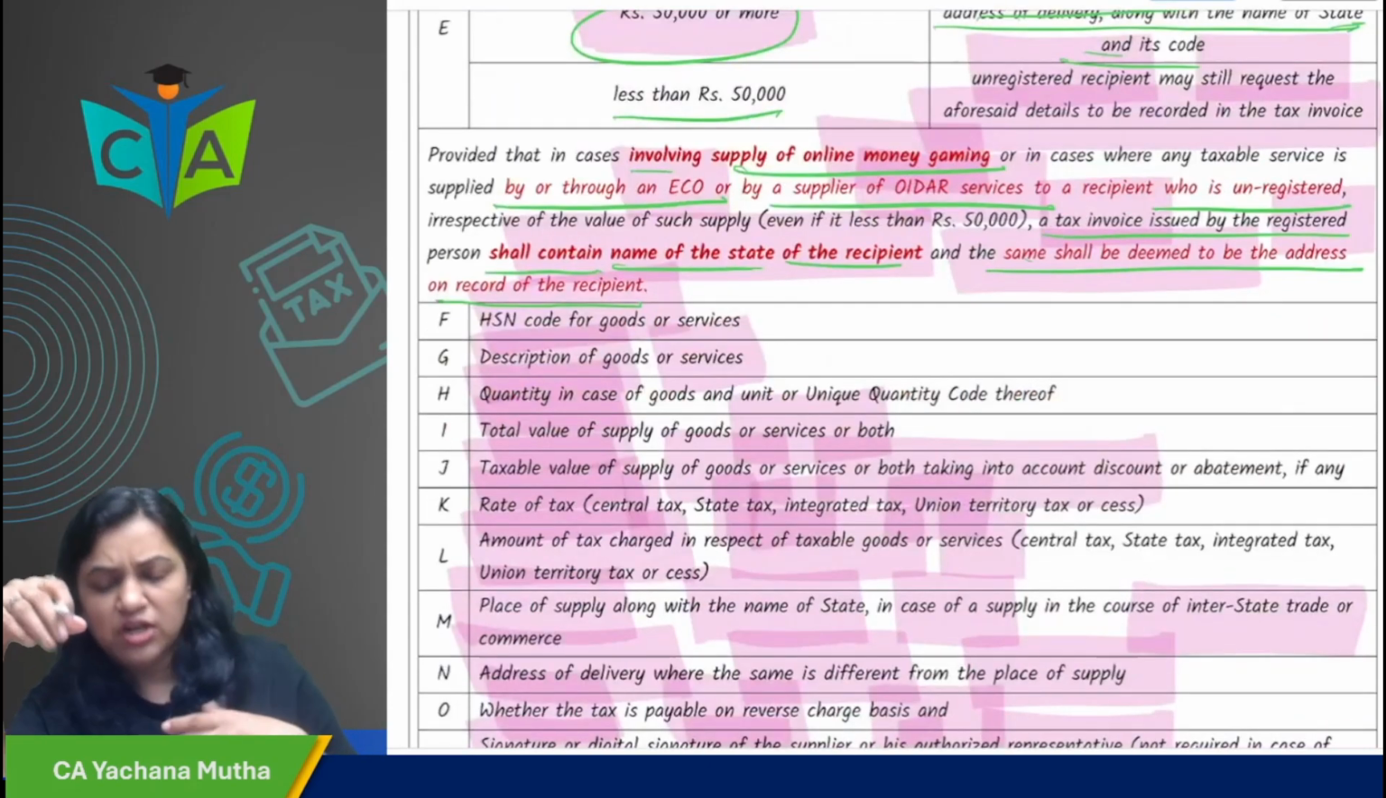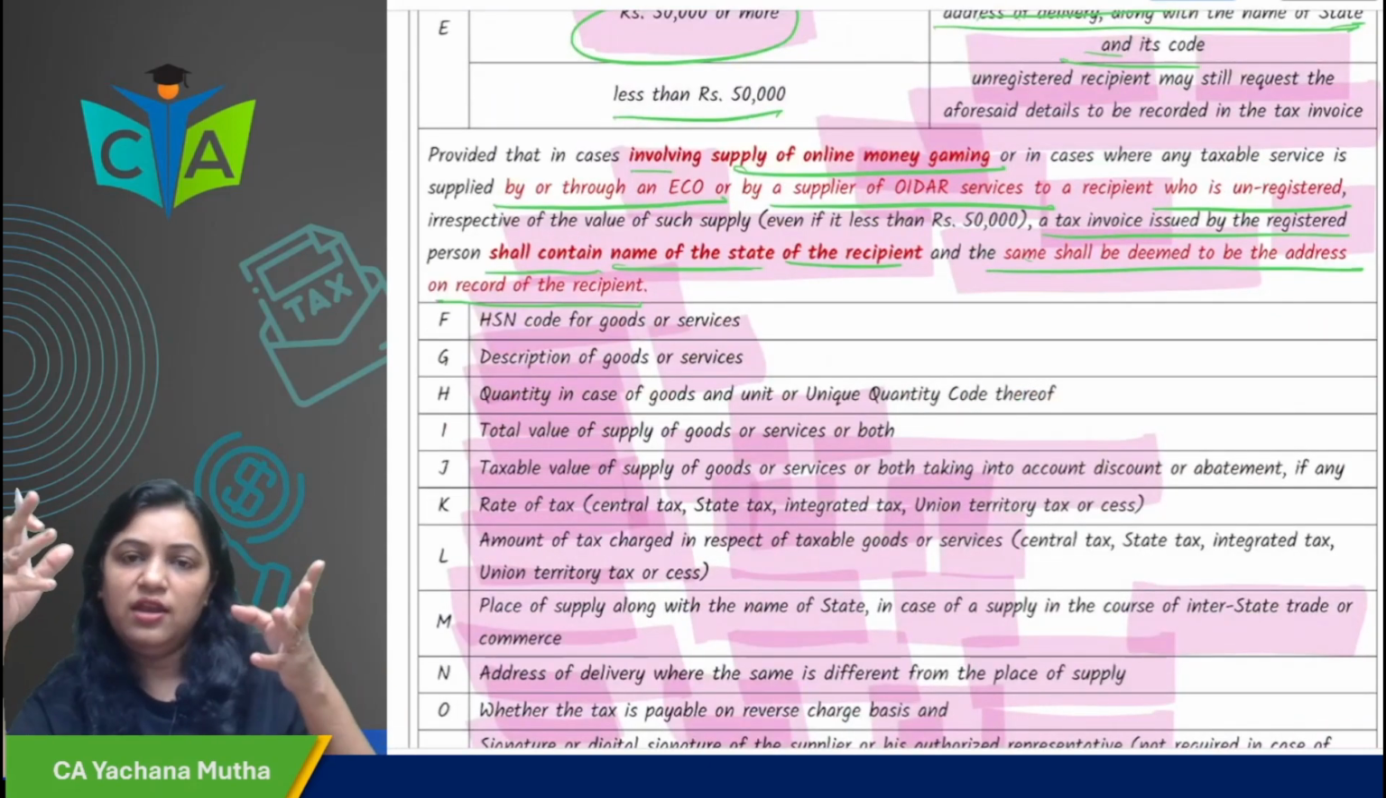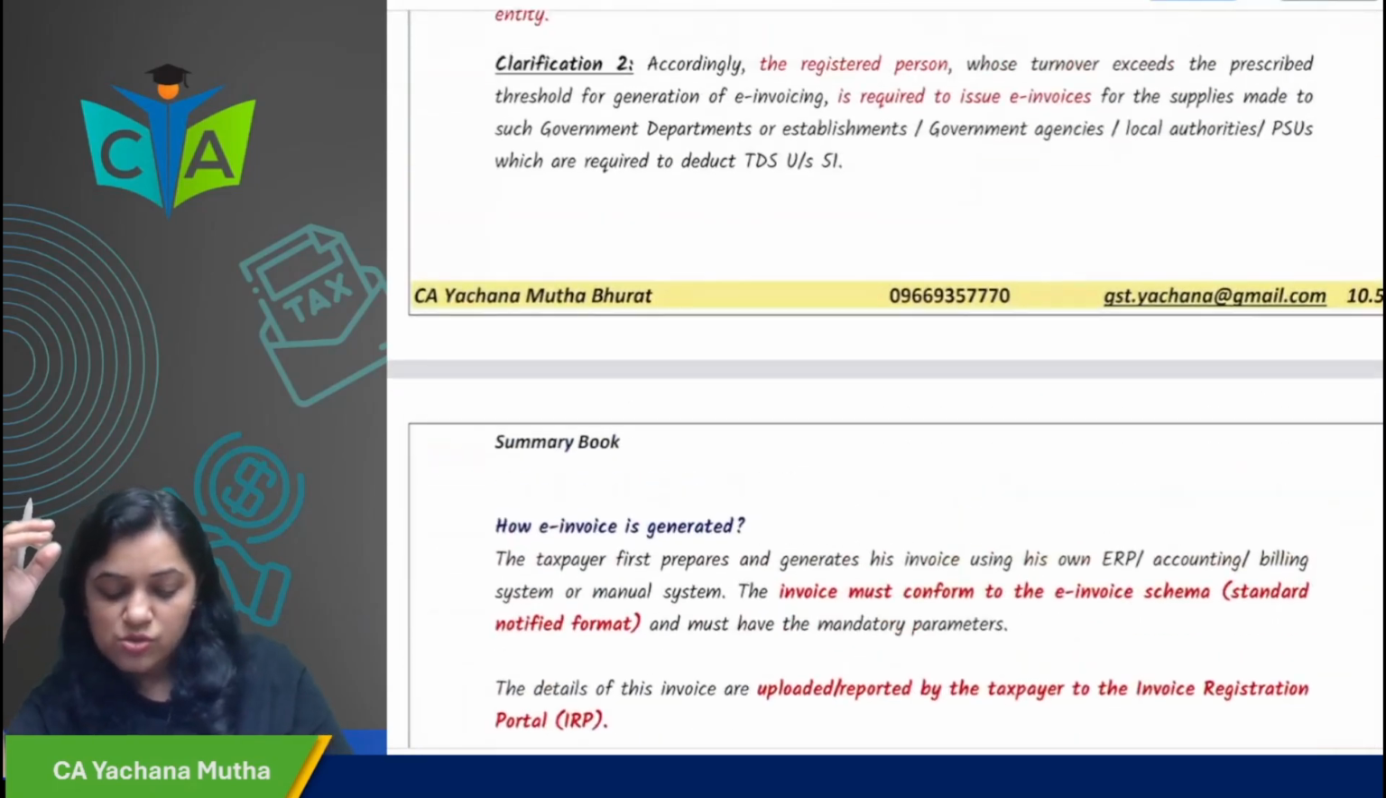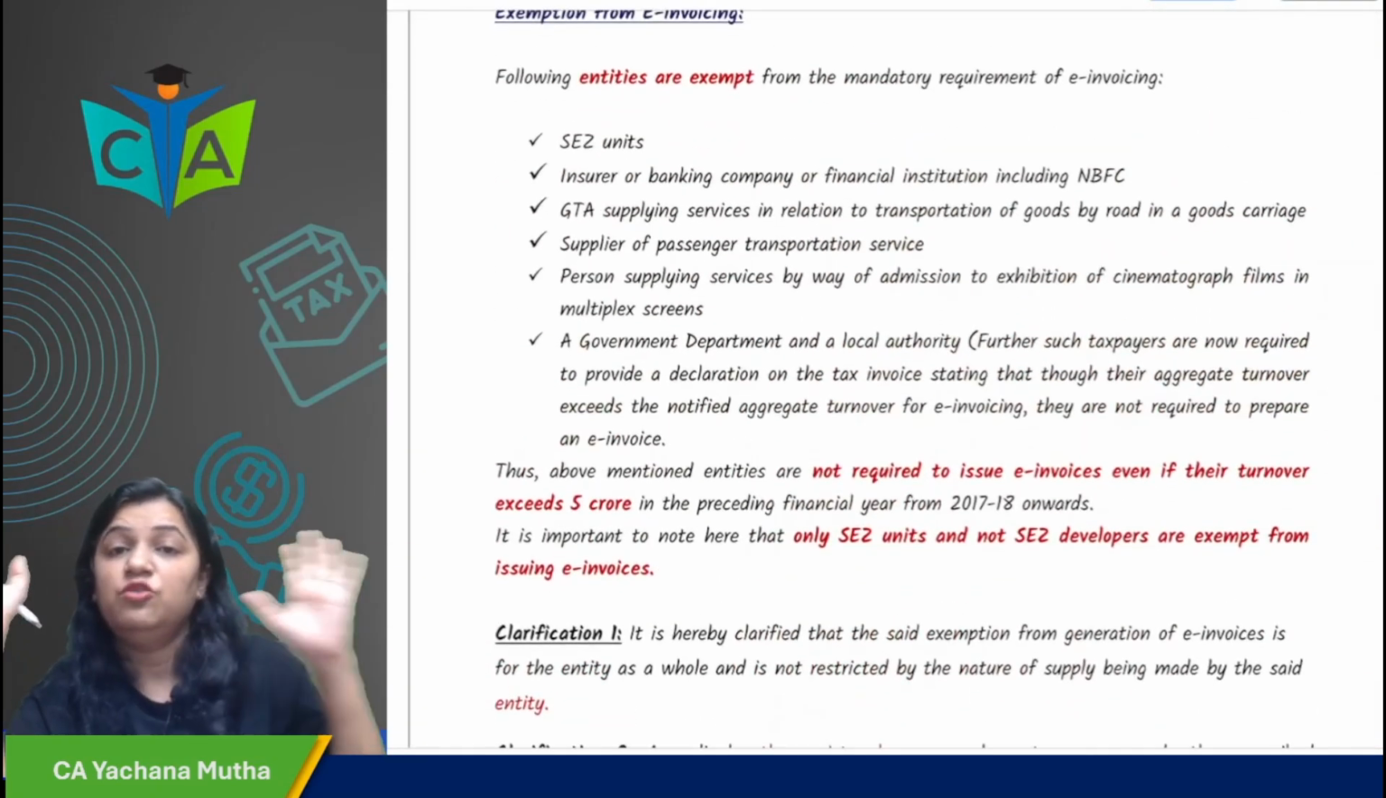So you have to just read it. If it comes in the exam, you remember any tax invoice and write these points. This was a very simple chapter. Please don't leave marks in this chapter.